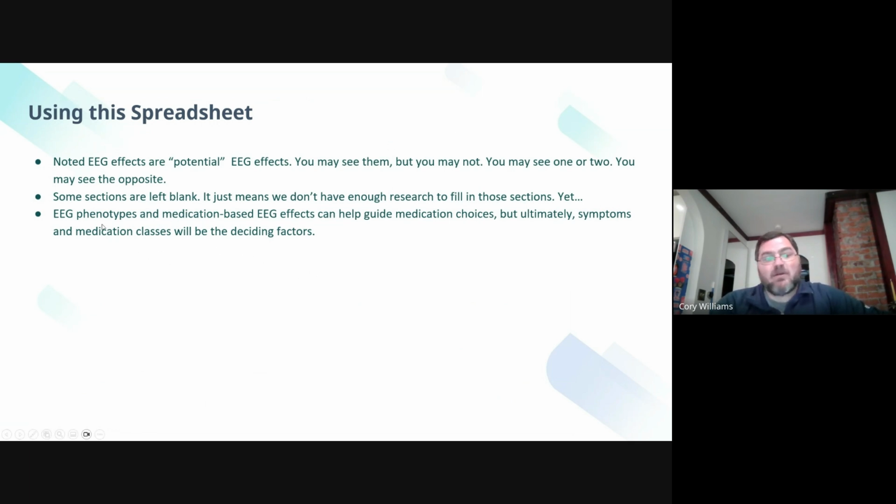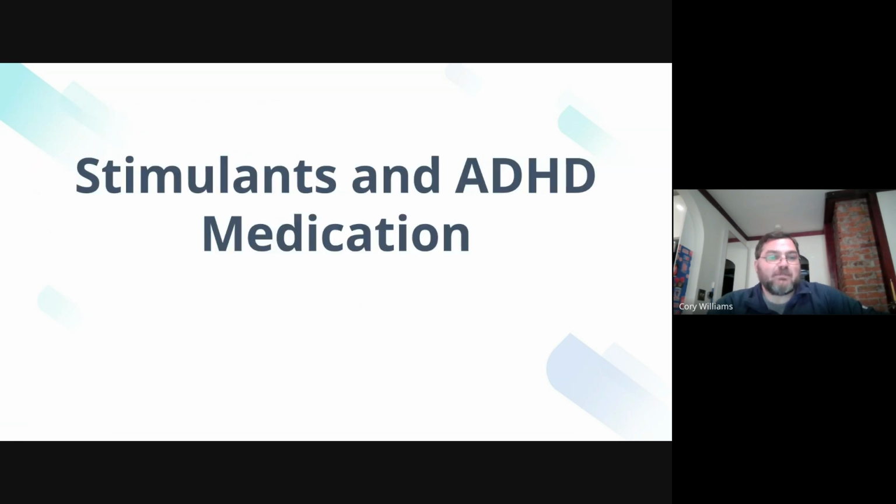And then the last note here, the EEG phenotypes, they can help guide medication choices. But ultimately, symptoms and medication classes are going to be the deciding factors, right? This guide is not exactly a one-for-one, if this, then this. It's more of a guide in your decision-making tree. But ultimately, you're going to consider the client, you're going to consider their symptoms, and you're going to consider the medication class before making decisions. Okay?